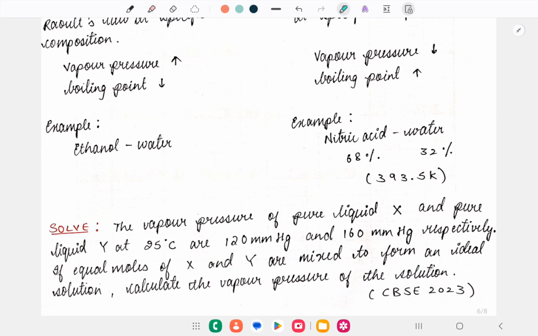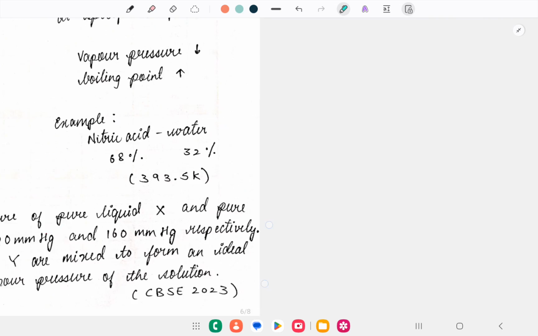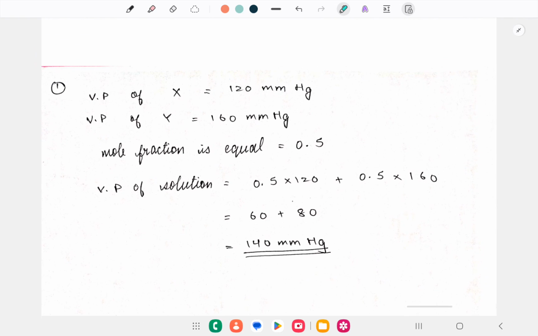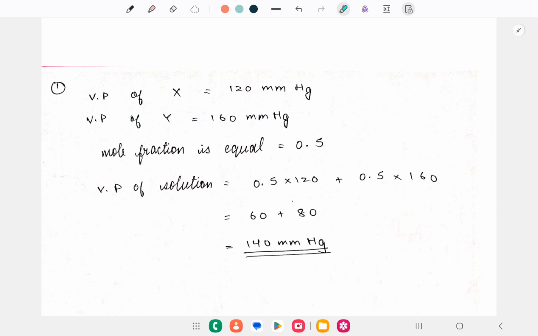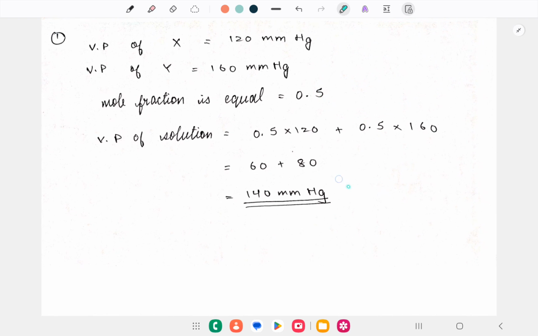So here we are provided with the vapor pressure of pure liquids X and Y. So we can easily find the answer because we already know the vapor pressure of pure liquids X and Y, and the mole fraction will be 0.5 because it is an ideal solution with an equal number of moles. So the total of the mole fractions will be 1, and by using the formula we can easily find the answer to be 140 mm of Hg.